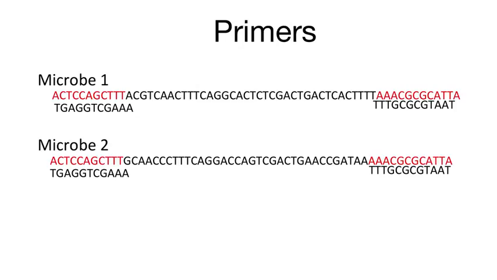Here you see 2 pieces of DNA from 2 microbes. The conserved region is highlighted in red. This is where our primers would tell DNA polymerase to start and stop. The black letters represent the variable region that we would use to tell the 2 microbes apart once we have the sequences.